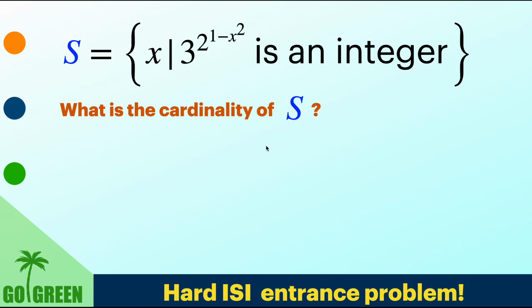How many such x values are there for which 3 to the power 2 to the power 1 minus x square is an integer? We still don't know how many such x there are. We only know which integral values are taken. For example, for x equal to 1, the value 3 is taken, but we do not know whether some other x also take the same value 3. Well, we will explain this in the graph.